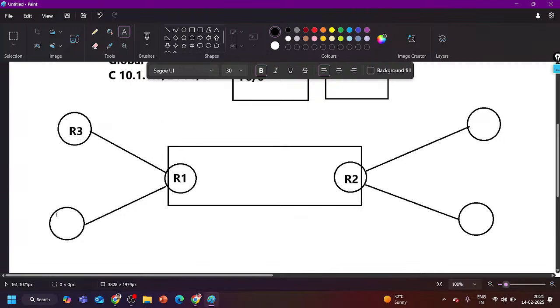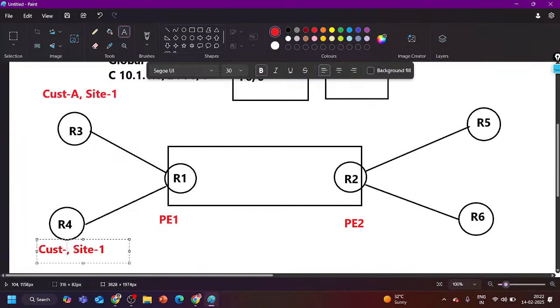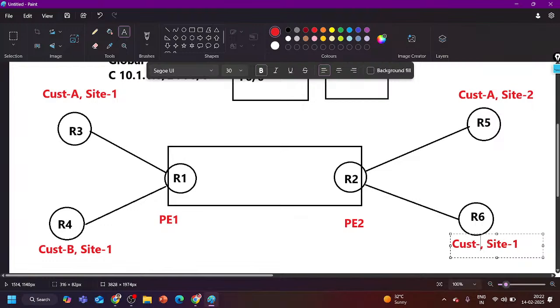R3, R4, R5. P is provider, this one I am saying customer A side 1, and this is customer B. Here customer A and customer B here. Customer B side 2. So how are we going to differentiate the customers?